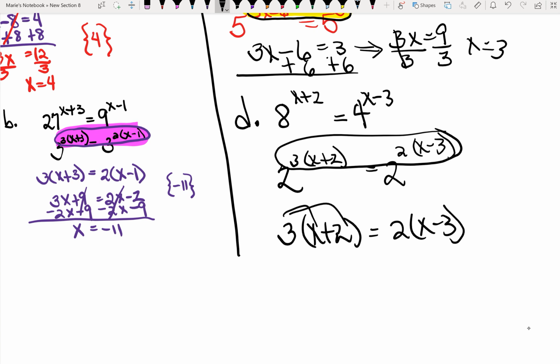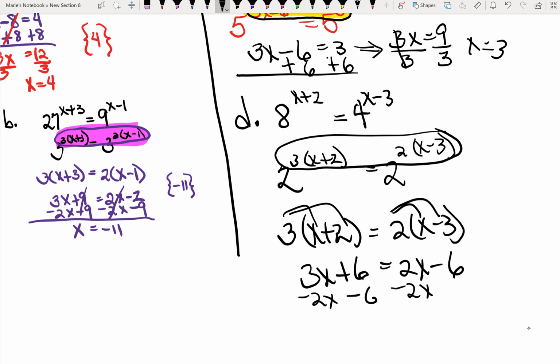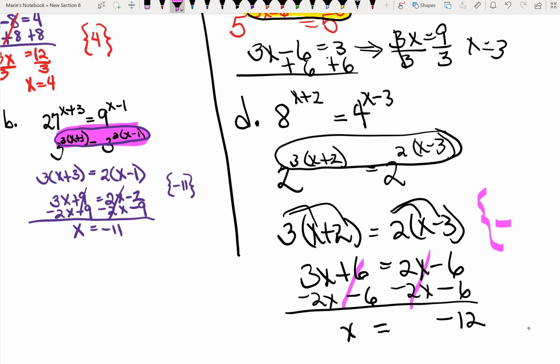If I distribute the 3 and distribute the 2, I get 3x plus 6 is equal to 2x minus 6. One more time: we're going to swing this over to this side. I'm going to subtract the 6 on both sides. And so this leaves me x equals negative 12. Remember, these two are canceling, and this is canceling, because it's plus and minus of itself. Final solution, negative 12 for this one.